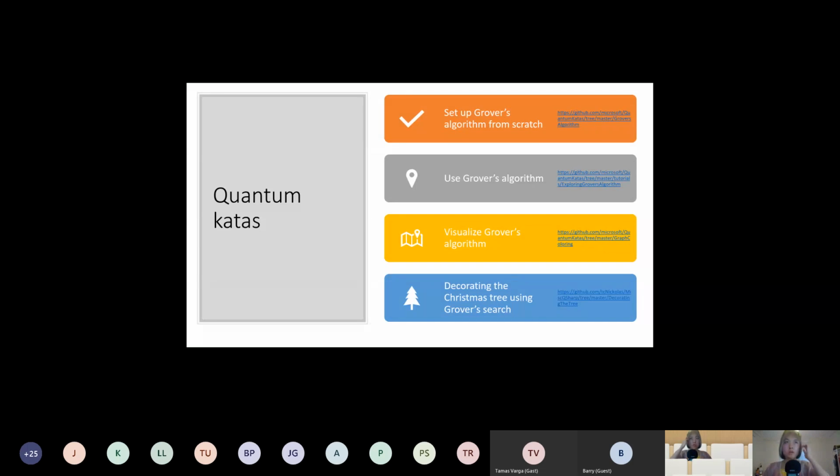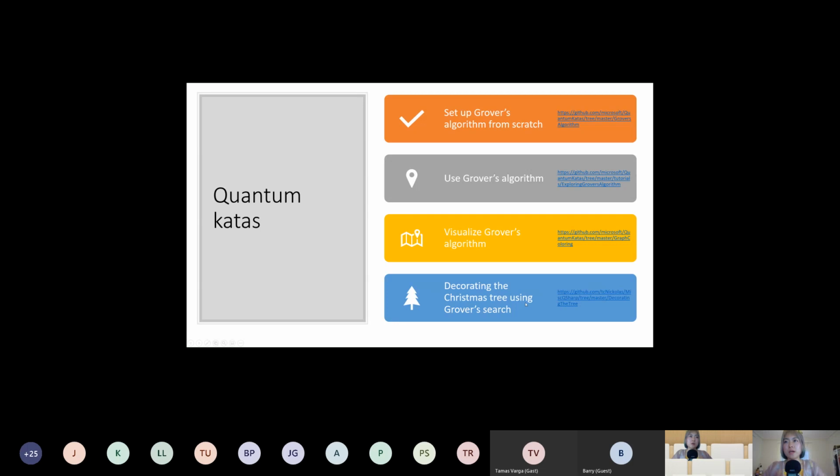So let's do some coding. We have the Quantum Katas and a lot of samples on Grover's algorithm. What we're going to use today is the one in the kata, this one, the one that sets up Grover's algorithm. The other ones are using the algorithm, and there are some really fun ones. Like this is to use Grover's algorithm in another setup. This one helps you visualize it by doing a graph coloring example.